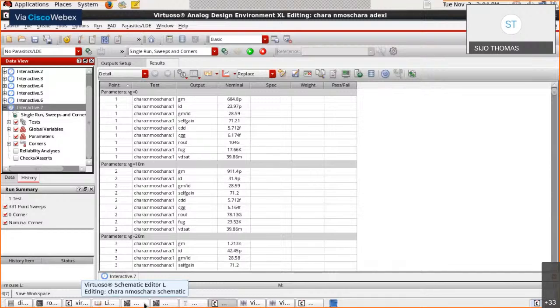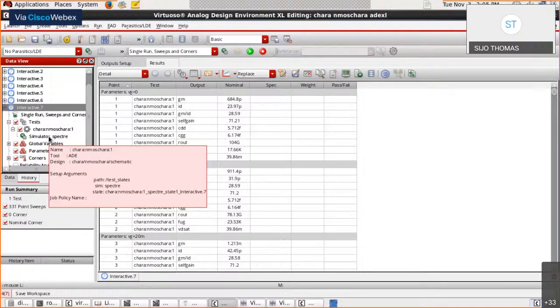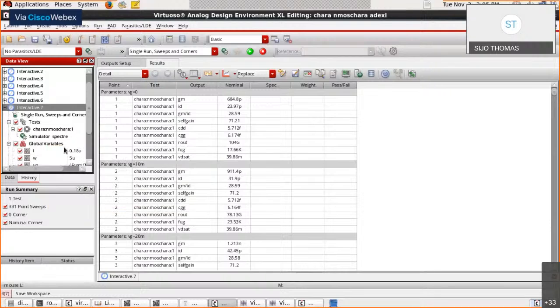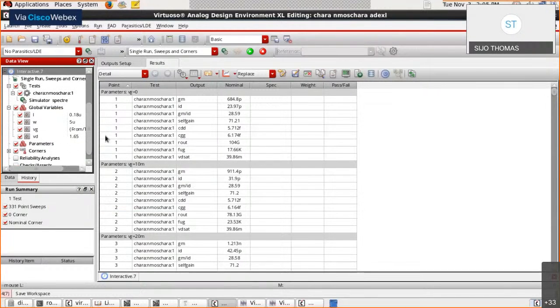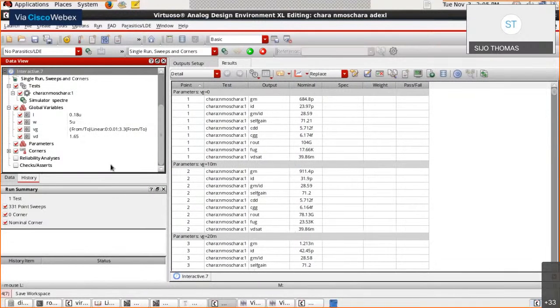So if you look into this, Naveen, can you open that test in interactive 7 test? Yeah, and again inside that, can you open that global variable part also? Yeah. So here, as you can see, I have defined the length of the MOSFET L as 0.18 U, or 180 nanometer, and W I have given 5 U, and VG, that is the gate to source potential, I am varying from 0 to 3.3.